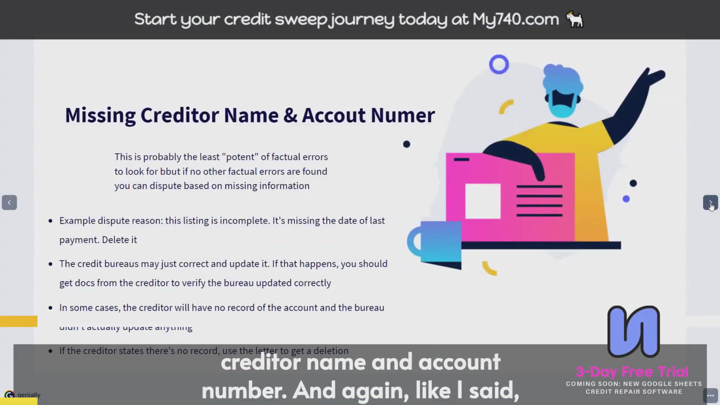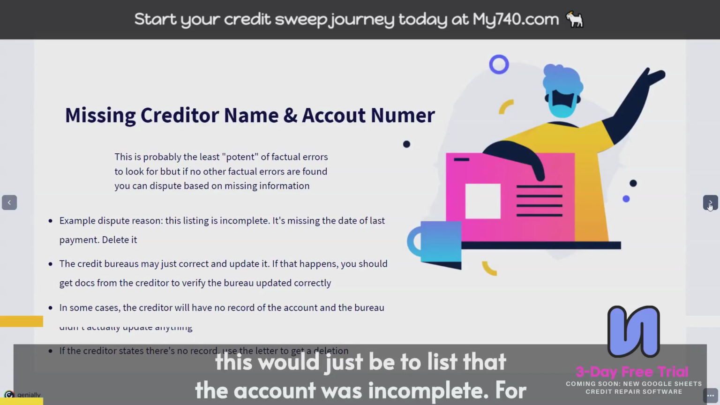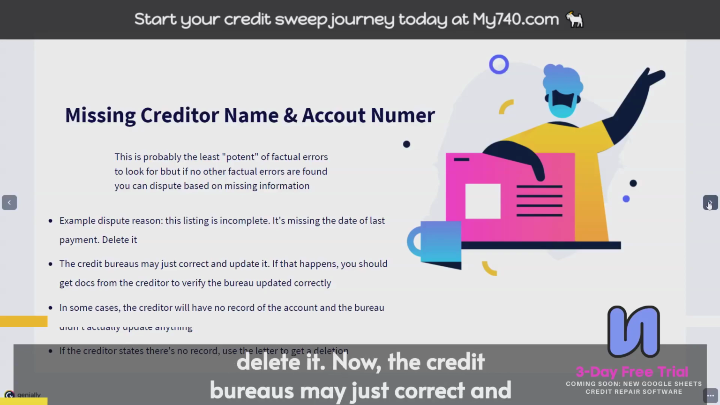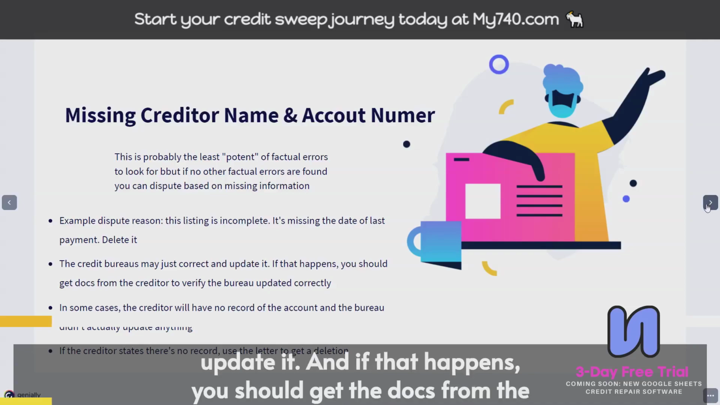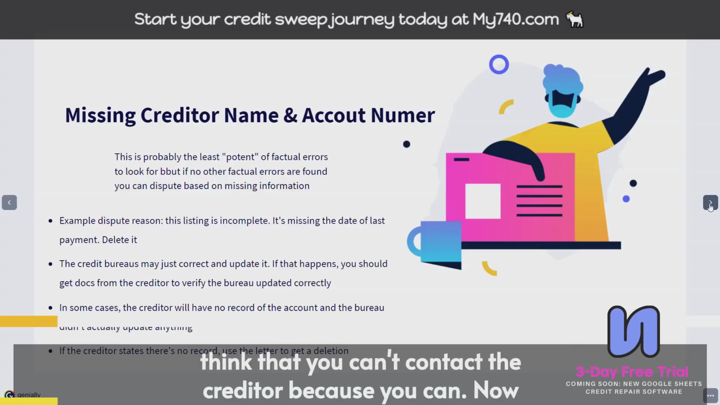Missing creditor name and account number. And again, like I said, we're starting with the least potent. Okay. So an example of this would just be to list that the account is incomplete. For example, it's missing the date of last payment, right? So delete it. Now, the credit bureaus may just correct and update it. And if that happens, you should get the docs from the creditor to verify that the bureau updated correctly. Don't think that you can't contact the creditor, because you can.